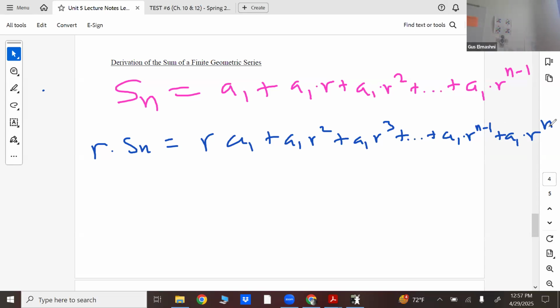Okay, so think about what a geometric series really is doing. Taking the first term, adding a bunch of terms when you're multiplying by R repeatedly, right? So the second term is A1R, third term is A1R squared, fourth term is A1R cubed, fifth term is A1R to the 4th, until you get to the last term, which is that.